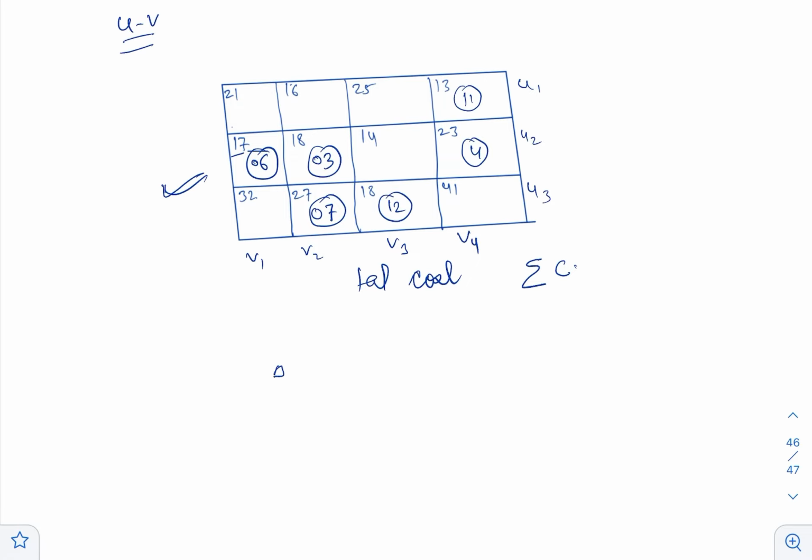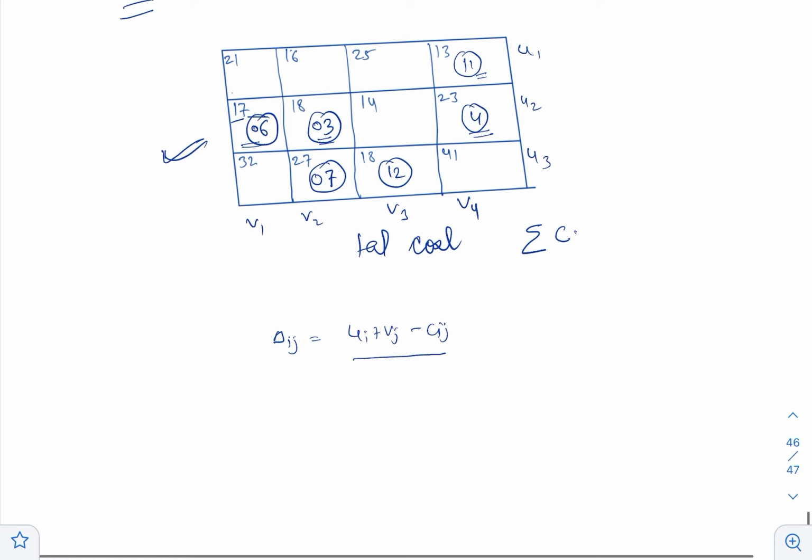How do we calculate these dual variables? We define delta Ij is equal to Ui plus Vj minus Cij for the basic cells, meaning cells which have allocations in the initial solution. For example, this cell is a basic cell, this cell is a basic cell. These are six basic cells. For these, delta Ij has to be 0. So for example, U1 plus V4 minus C14 is equal to 0.